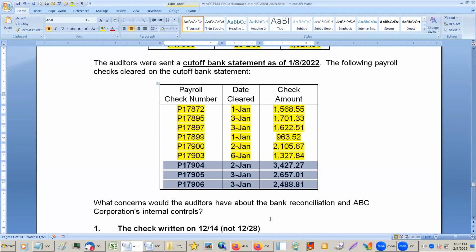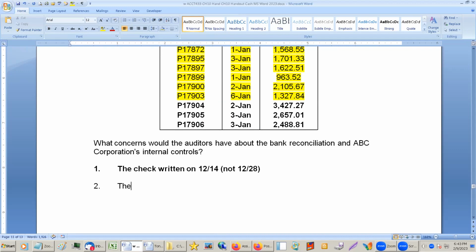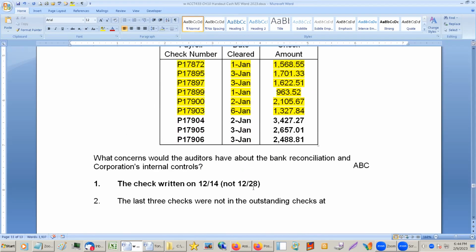So these last 3 checks are a problem because they may very well relate to the previous year. And maybe they were bonuses or whatever they were. They could be other things besides payroll, but whatever they were, those 3 checks.